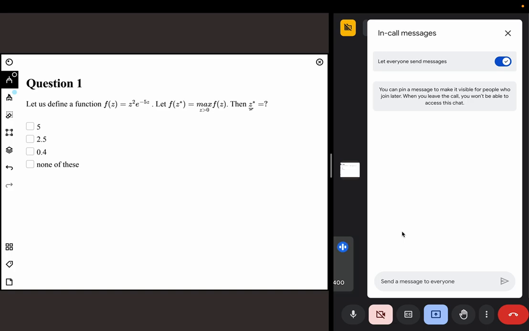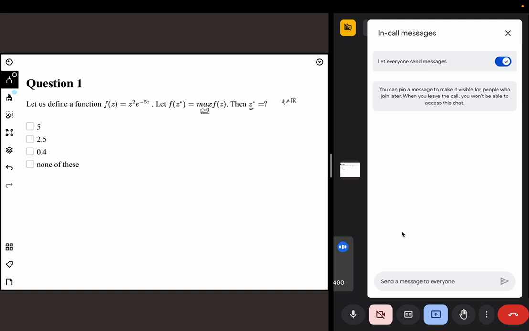So how do I approach this? It's a maximization problem subjected to one inequality constraint that z is strictly positive. So what condition can I use here? I didn't say anything about the feasible domain. It says z belongs to R. It's a 1D problem, let's say.